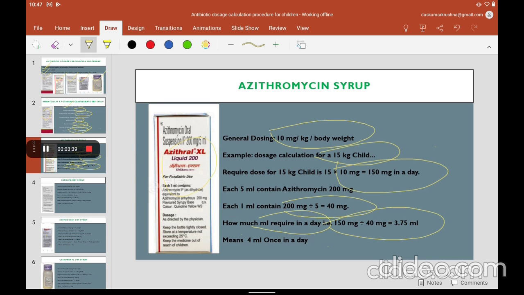And the duration of therapy may be once in a day for 3 days, or it may continue for 5 days. That depends on the severity and symptoms of the patient and as directed by the physician.